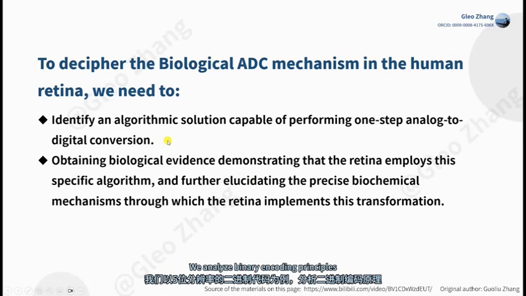We analyze binary encoding principles by examining a 5-bit binary code. A 5-bit binary code can represent 2 to the power of 5, that's 32 discrete quantization levels, covering a numerical range from 0 to 31.